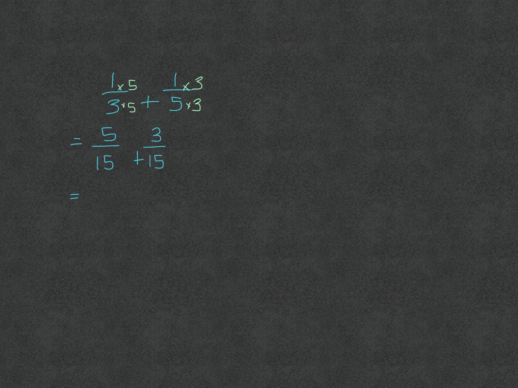Now that the denominators are the same, now we can add our fractions. We're going to add the numerators. And that's going to give us 8 over 15. We don't add the denominators. That is the digit that tells us what type of fraction we are working with. Don't add the denominators. Only add the numerators.